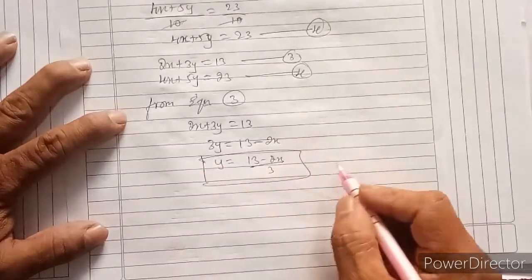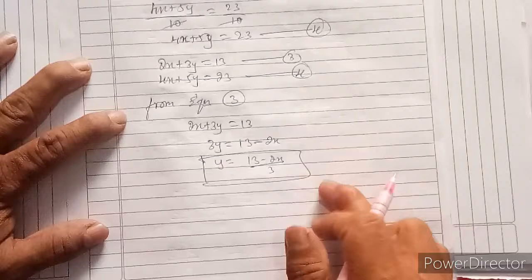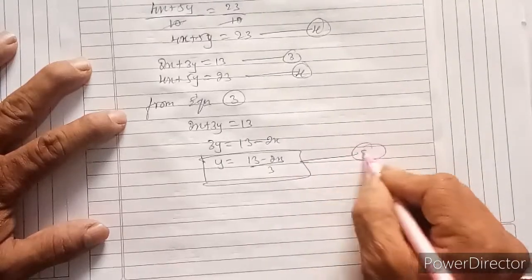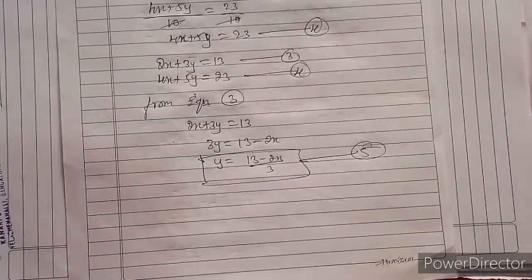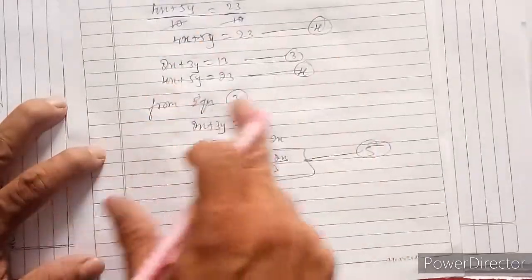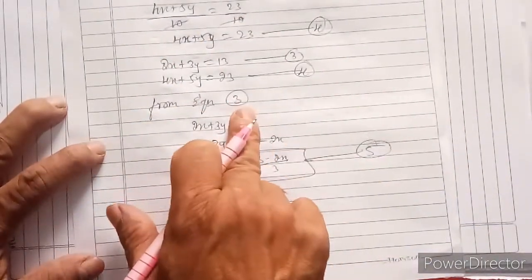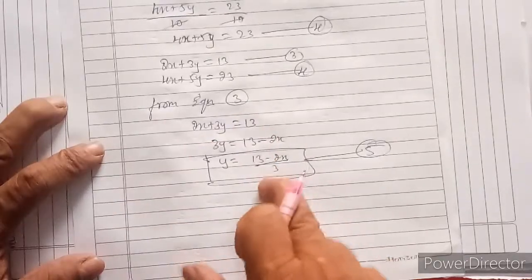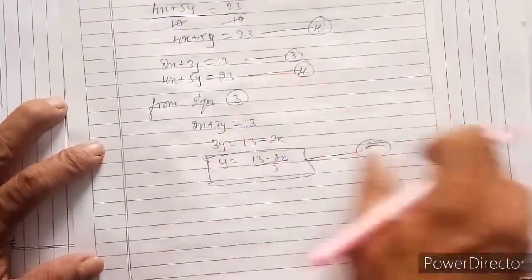This is equation 5. Okay, no problem. After that I have to put the value of y in equation 4. We have taken equation 3, and we have to put this value in equation 4, right?